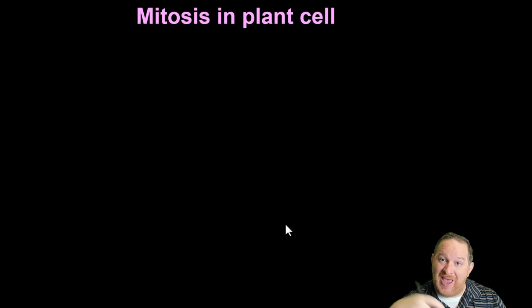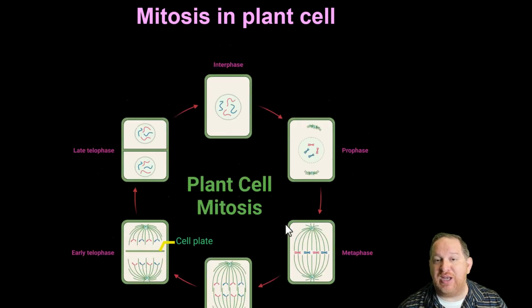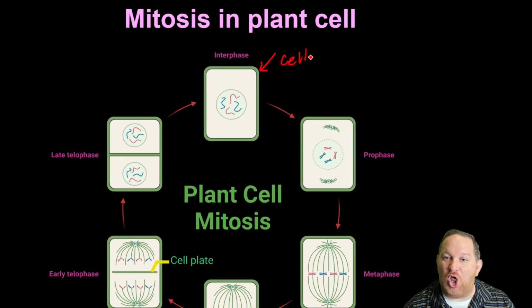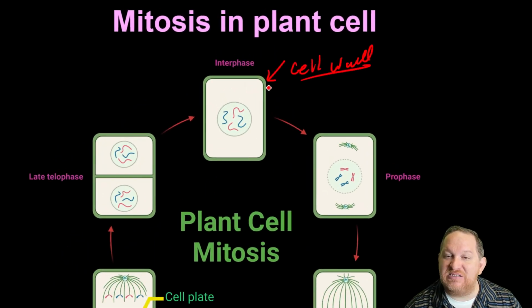So we just saw mitosis in animal cells, but now we want to look at how it looks in plant cells. So plant cells are different for one really important reason. Remember, plant cells have this cell wall. And this is more rigid, okay? Animal cells just have that membrane. It's a little easier to divide.